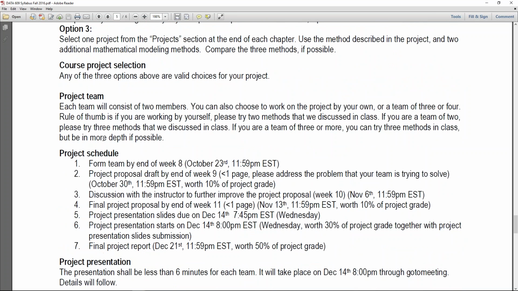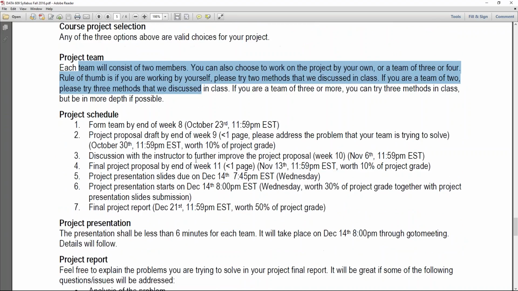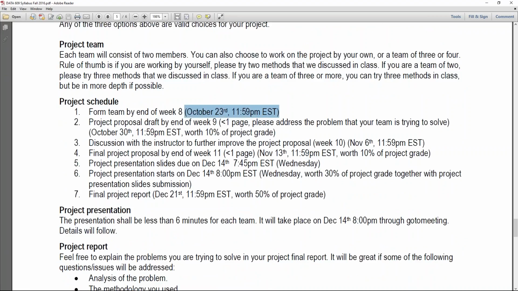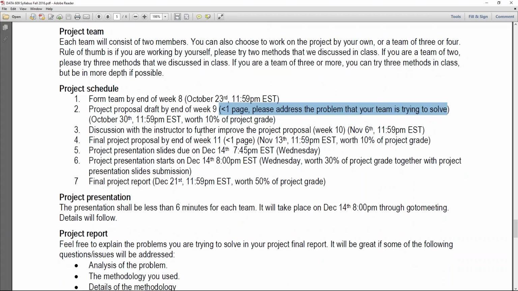So here it says, again, I already discussed this. We said that we need to form the team by end of this week, and then the proposal draft is due by end of next week. You just need less than 1 page. Please address the problem that your team is trying to solve, and then in the following week, I'll discuss with you on the project, and then you can finalize it.